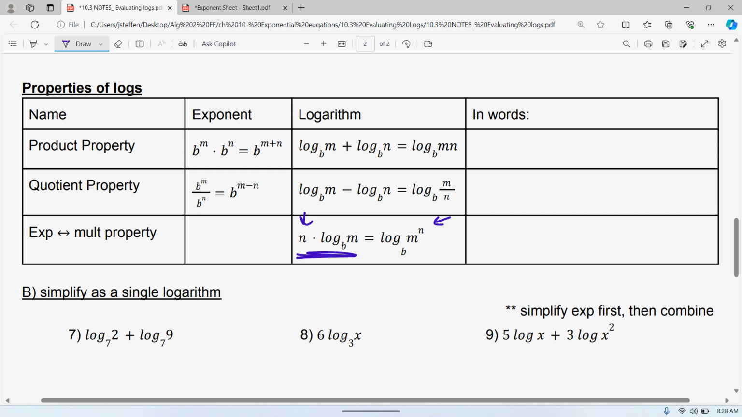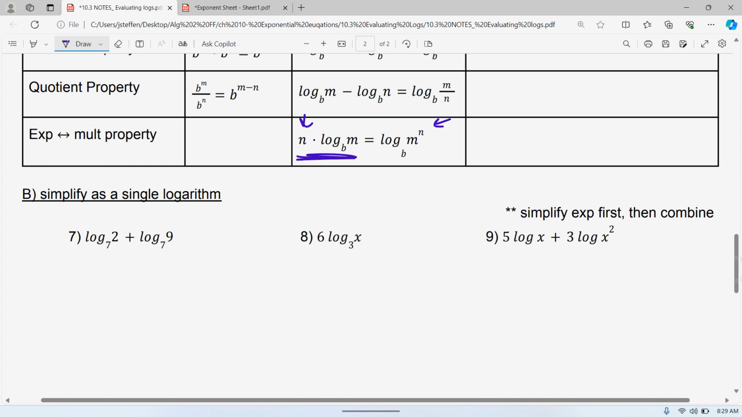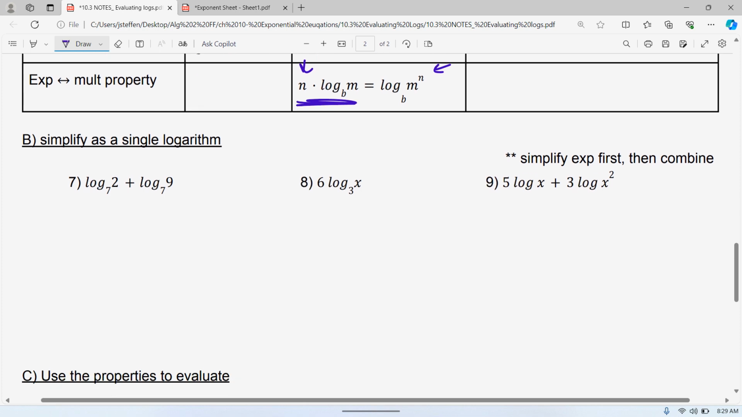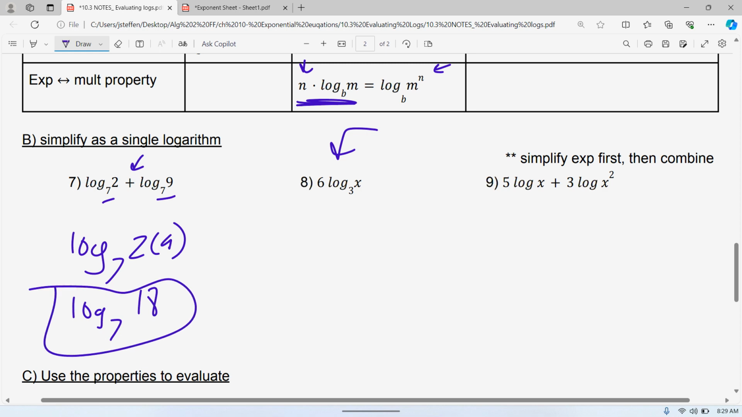So looking at those three, simplify, make this a single logarithm. Number 8 is a single logarithm. We're asking you to do that exponent property thing we just talked about. We'll get to that in a second. So it's important to realize they're both the same base. If they're both the same base, that means we multiply. So this is just log base 7 of 2 times 18, which is log base 7 of 36. Don't make that harder than it is.